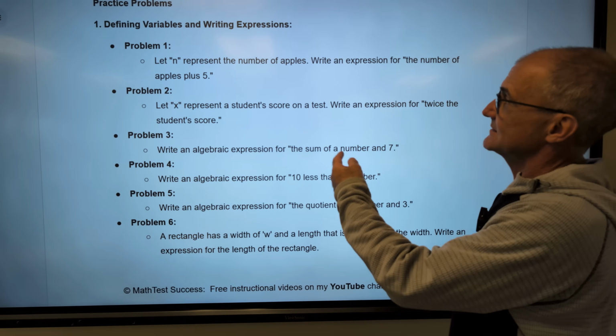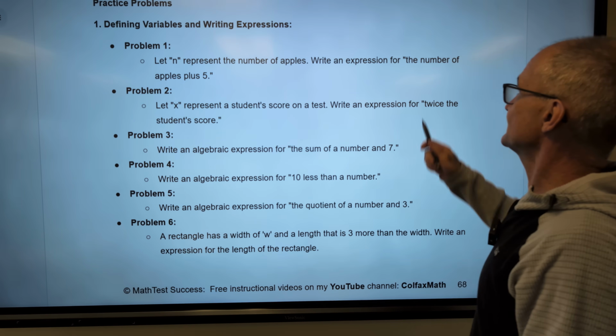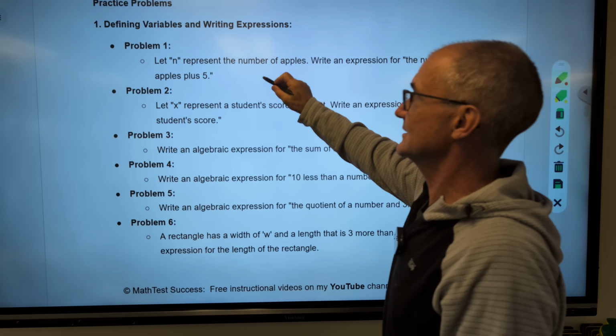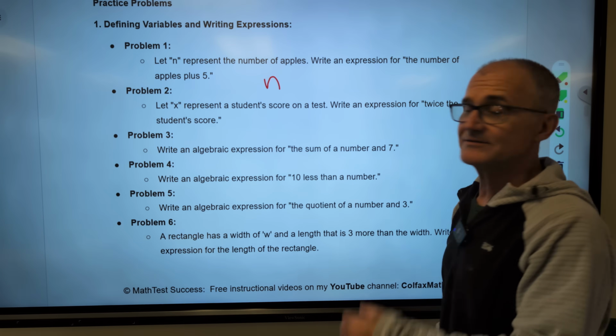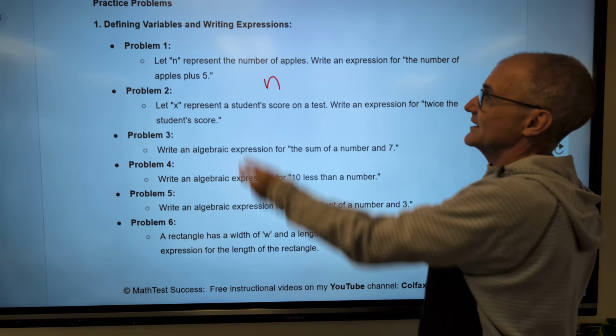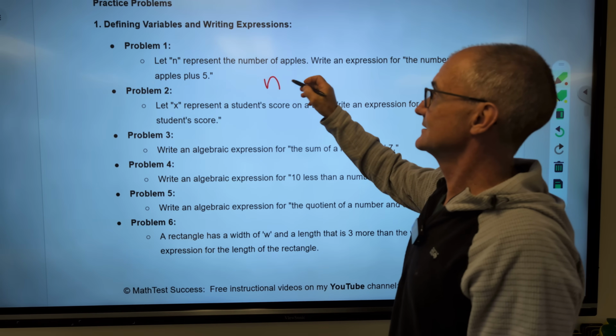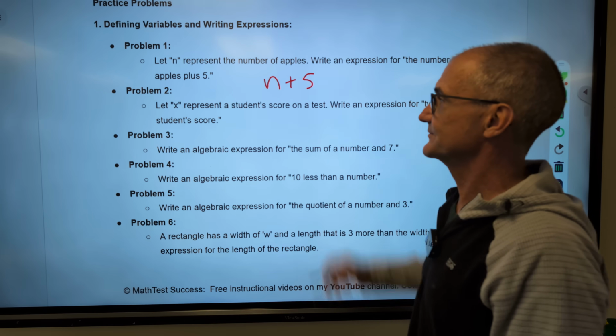Let n represent the number of apples. Write an expression for the number of apples plus 5. Well, the unknown is the amount of apples I have. It's telling me let the letter n be that. So the expression is the number of apples, n, plus 5.